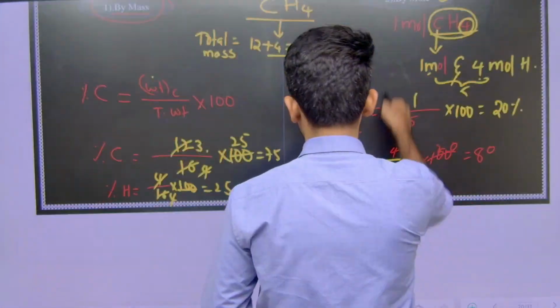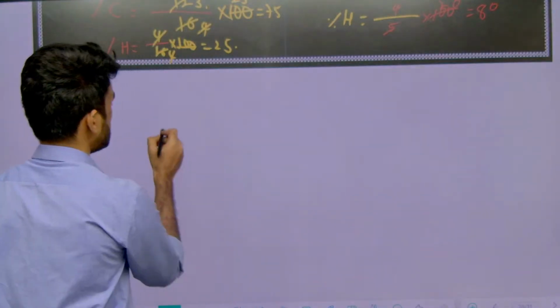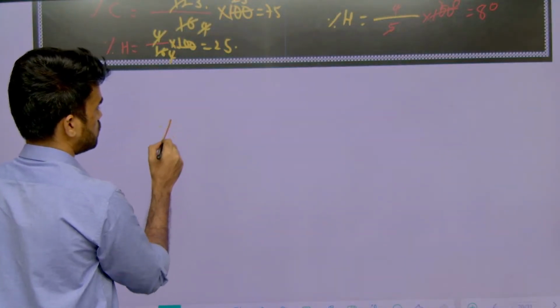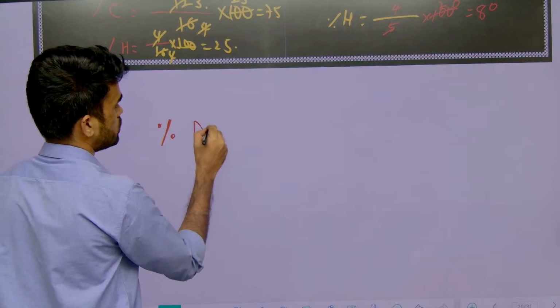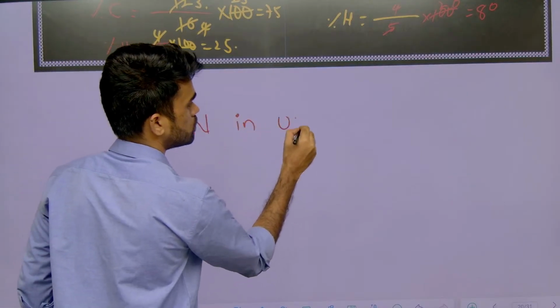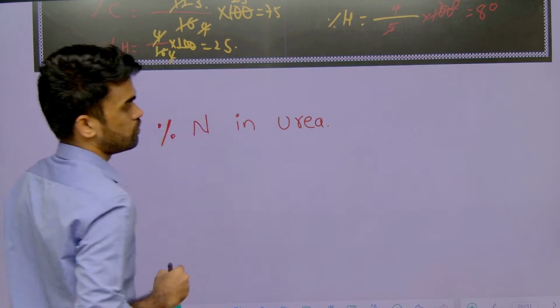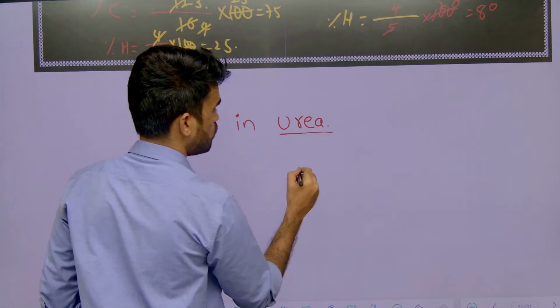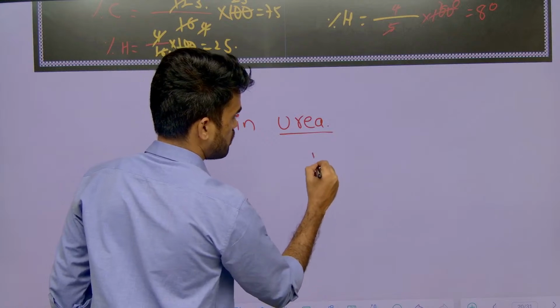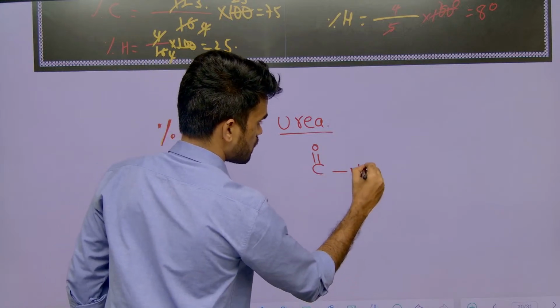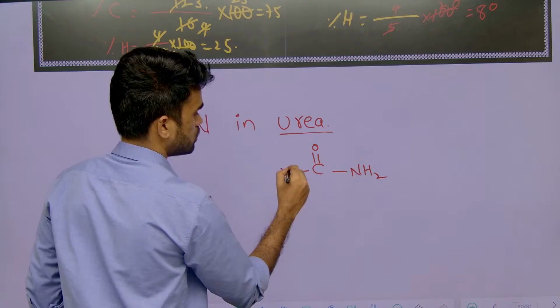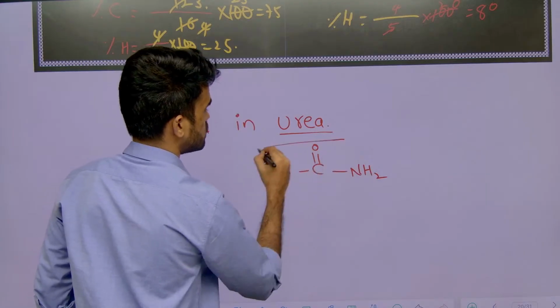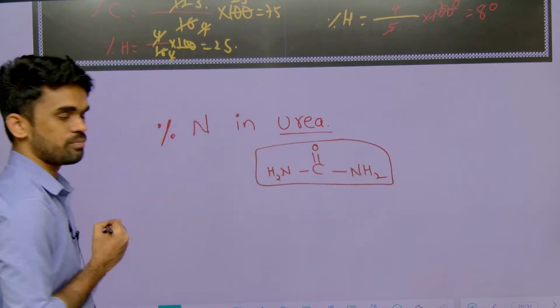Once try this question: percentage of nitrogen in urea. What is the formula of urea first? NH2CONH2. You can remember the structure itself like this. Yeah, do this: percentage of nitrogen in urea.